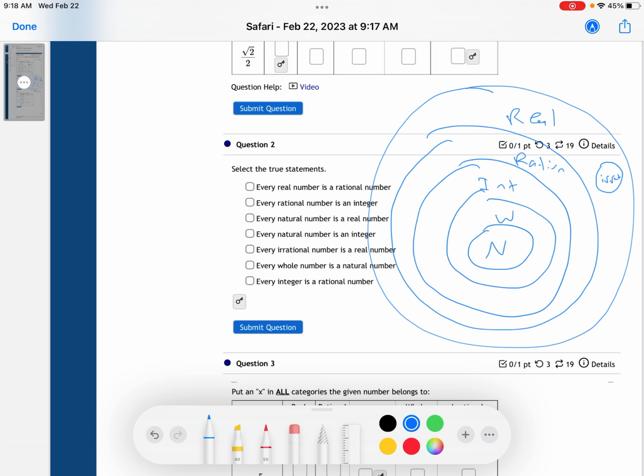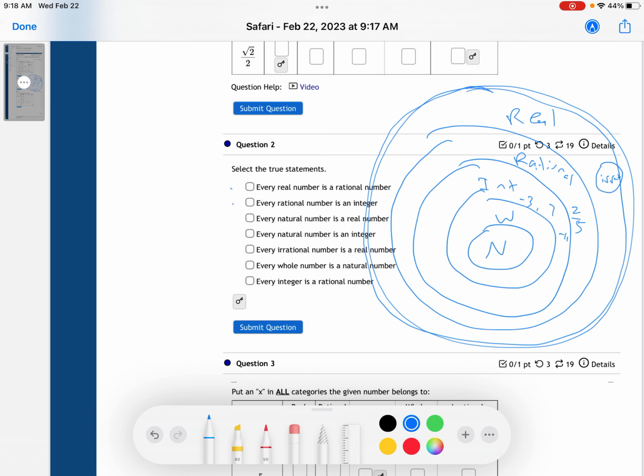Okay, so every real number is a rational number. And that's not going to be true. The opposite is true. Every rational number is inside the belly of this big circle of real numbers, but the converse isn't true. So that's not true. Every rational number is an integer. Let's check that out. That's not true either, because 2/5 is a rational number, but it's not an integer. Integers are things like -3, 7, -11. All right, so the first 2 we've struck out.